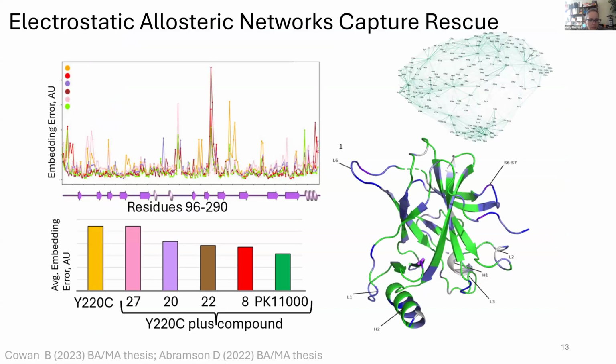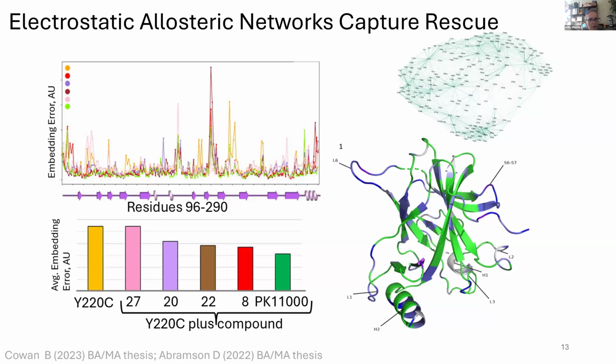So what we did at this point is we did a comparison between the various compounds from that study that I mentioned. So these colors match up to the labels that are presented here. So what we have is the residues 96 to 290. This is the DNA binding domain, and we computed the embedding error. So what one does then is you compute the difference in the embedding error. It's called embedding error. It's not really error in the sense that it's wrong.